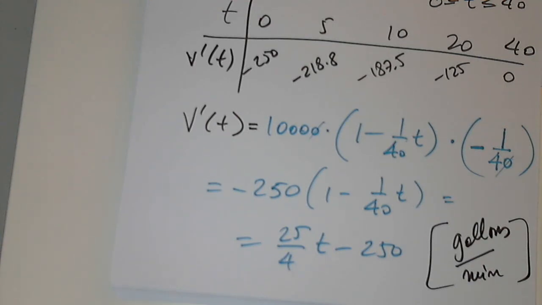Excellent. So now the question is finally asking us, when is the water flowing out the fastest? At 0. When it's full, right? When we open at 0. So obviously 250 is the fastest. When is the slowest? 40. When there is nothing left in the tank. That's the slowest rate of change.